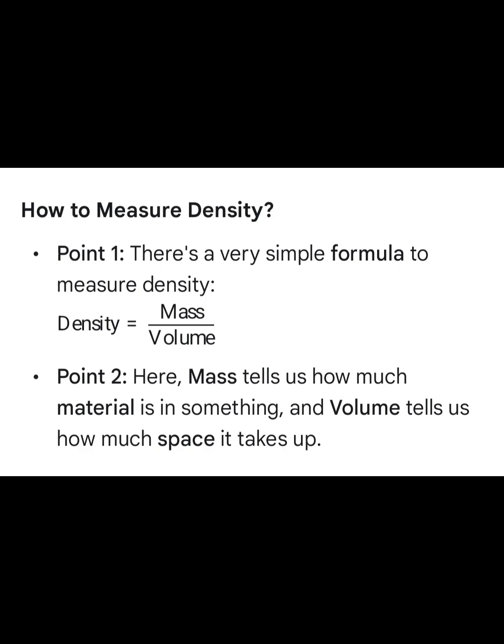So what is mass? We usually measure mass in grams or kilograms. And what is volume? We usually measure volume in cubic centimeters or cubic meters. So the unit for density can be grams per cubic centimeter or kilograms per cubic meter.